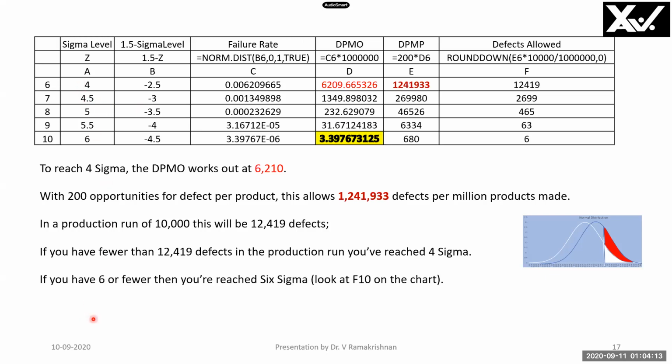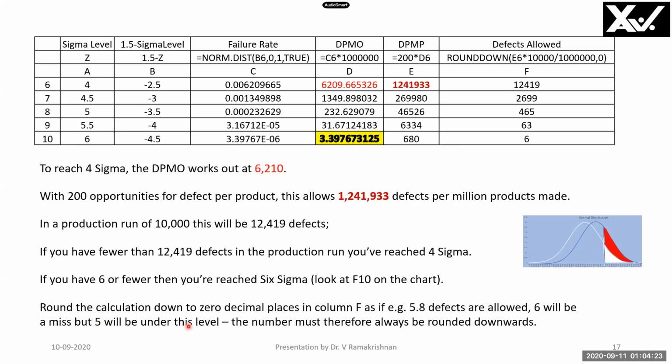Now, if you have 6 or fewer, then you have reached 6 sigma level. If you have reached this 6 or less than this, then you have reached 6 sigma level, right? Round the calculation down. That is what I said. Instead of 6.8, don't round it to 7. You should round it to 6, because if you allow it to be 7, then it is not 6 sigma level. Okay.